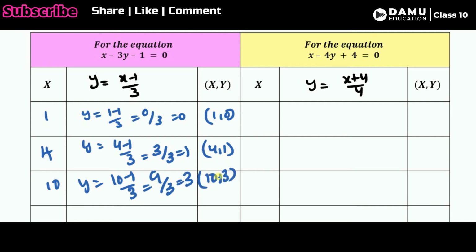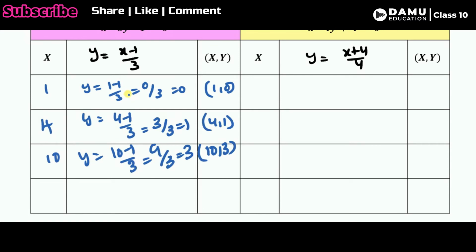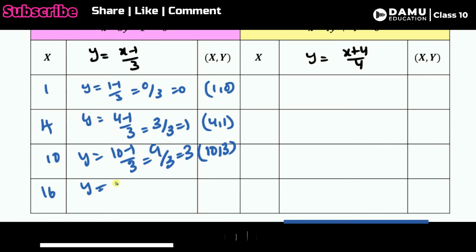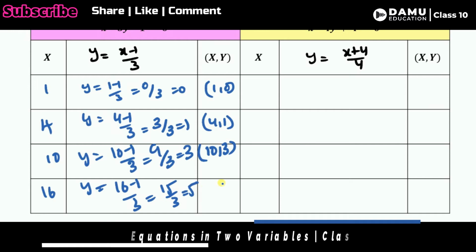You can take any value. x may be any other value also. Then let's take 16, and we will get 15, so we are getting it according to an increasing order. So 16 minus 1 by 3 is 15 by 3, that is 5. So 16 comma 5. So these are the values.